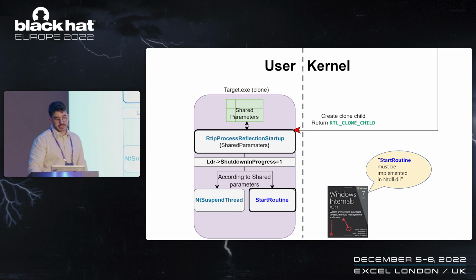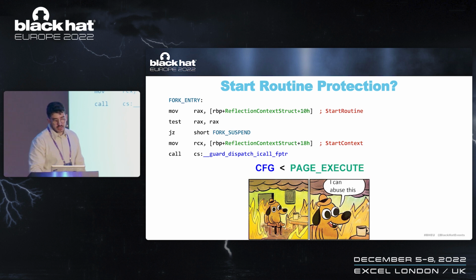But let's check this. Let's check the invocation of the actual start routine in assembly. This is the entry point of the fork entry and how it's actually being invoked, the start routine. The start routine is pulled in the fork child to RAX and the start context to RCX, and then they are being invoked with the call to guard_dispatch_icall_fptr.